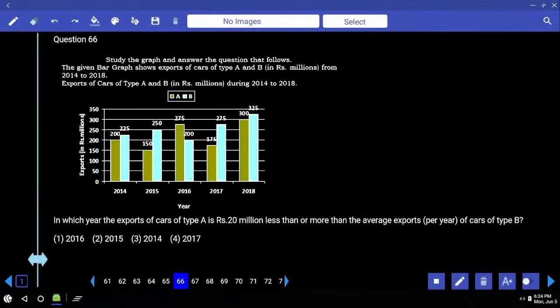Exports of cars of type A and type B during 2014 to 2018 in millions. In which year exports of cars of type A is 20 million less than or more than the average exports of cars of type B. Here type B, 225, 225, 250, 200, 275, 225, 500, 500, 275, 325, 600, 1100, plus 250, 1350, 1350 by 5, average is 270.